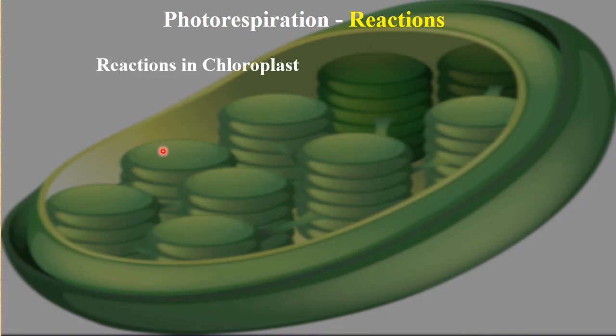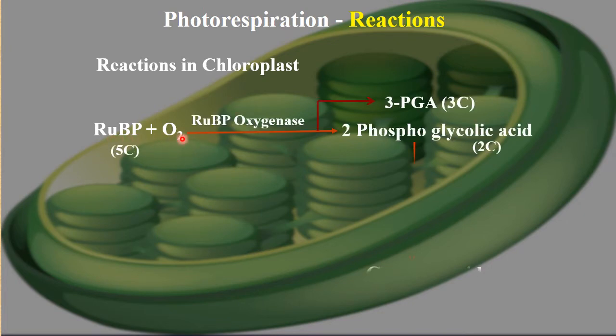First, the reaction in chloroplast. Here, the first oxygen acceptor is RuBP, ribulose 1,5-bisphosphate, and this RuBP combines with oxygen and forms 2-phosphoglycolic acid and 3-phosphoglyceric acid. This 2-phosphoglycolic acid is the first formed product and it is a 2-carbon compound, and this entire reaction is catalyzed by the enzyme RuBP oxygenase.